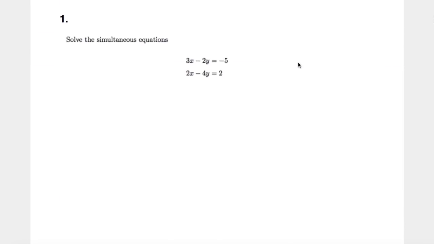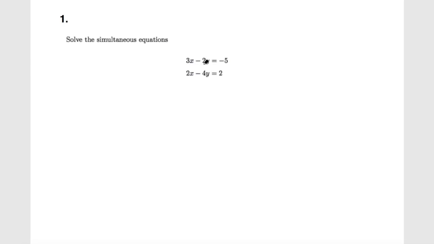Okay, question 1 says solve the simultaneous equations 3x minus 2y equals minus 5 and 2x minus 4y equals 2. So one way to do this is called elimination, where you try to eliminate one of the variables by adding or subtracting the equations. And I am going to do that, but before we do that we have to make one of the variables equal, or the coefficients equal. The way I can do that is to multiply one of these equations so that either the x's are equal or the y's are equal.